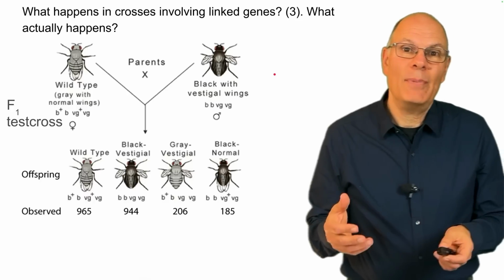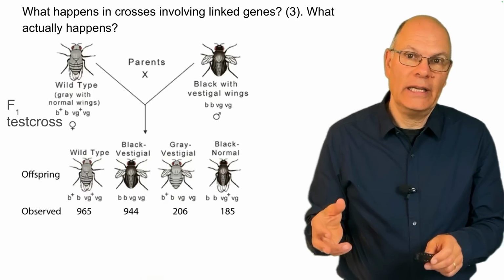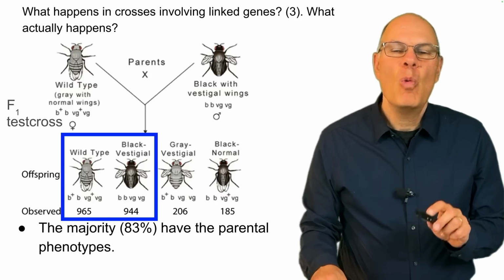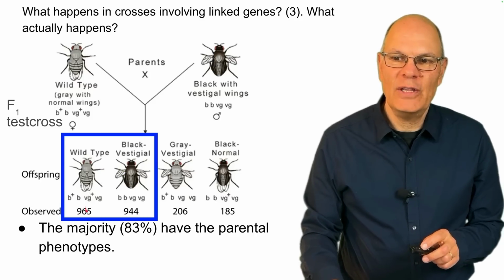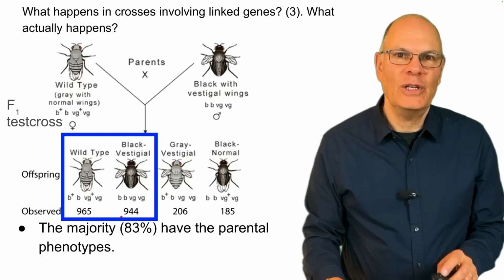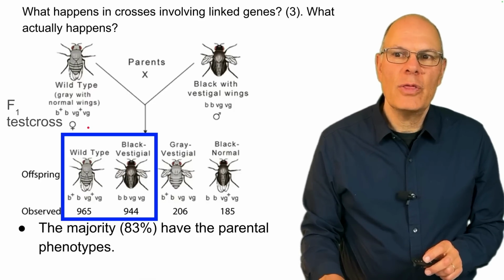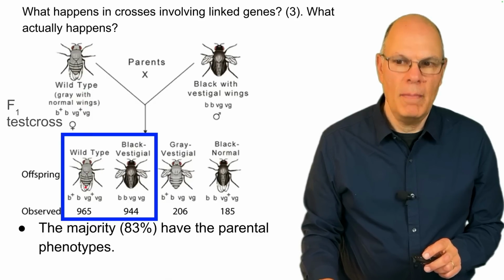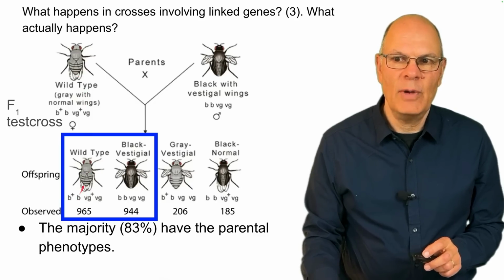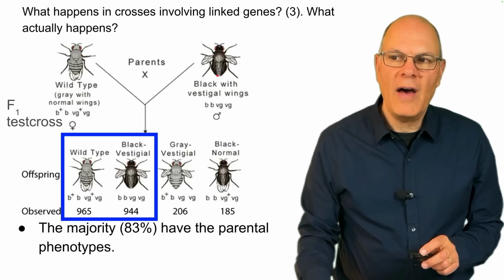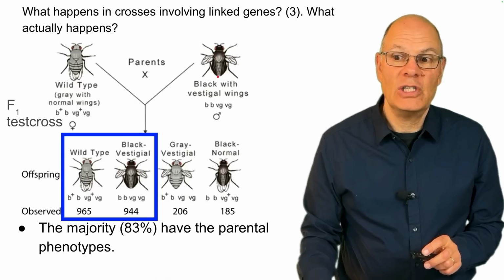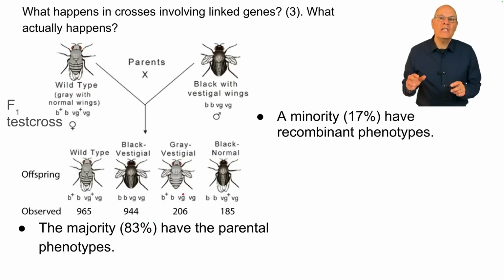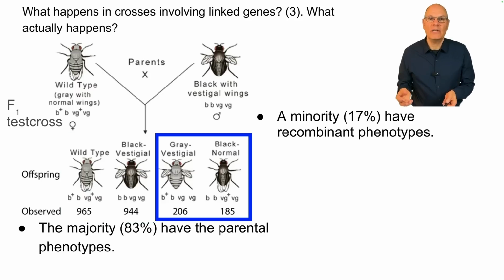What actually happens in a cross involving linkage? Note that the numbers won't always be the same, but the general concepts apply. What we see is that the majority of the offspring have parental phenotypes. What does that mean? Well, the mom's phenotype was gray body with normal wings, and many of these flies have that phenotype, gray body, normal wings. The father's phenotype is black body with vestigial wings. Many of the offspring have that phenotype, but a significant number of offspring have recombinant phenotypes.